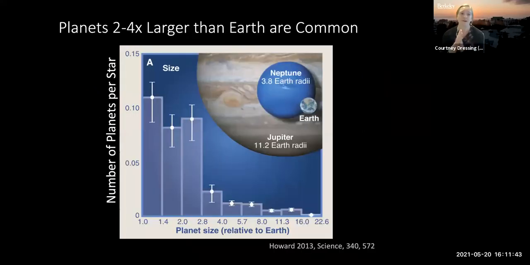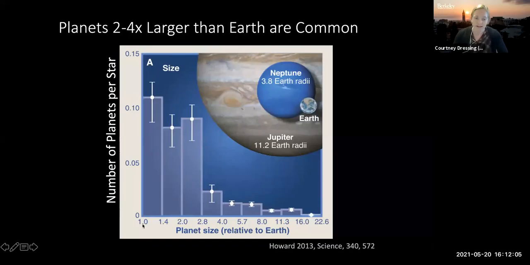All right, so when we look at planet occurrence rates from Kepler, one of the things that stood out right away was that smaller planets are much more common than larger planets. This figure here is from a 2013 paper by Andrew Howard, where he's plotting the number of planets per star as a function of planet size. So we go from 1 Earth radius all the way up to 22.6 Earth radii.